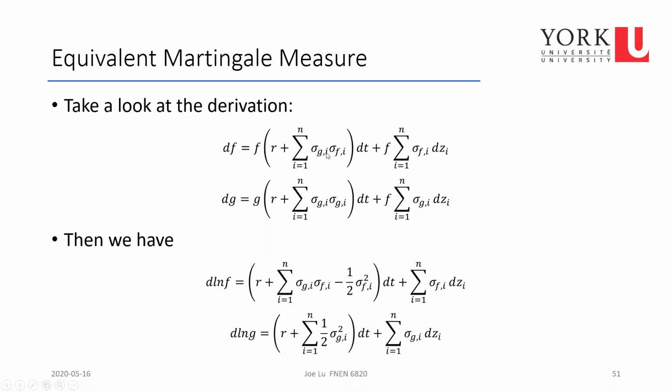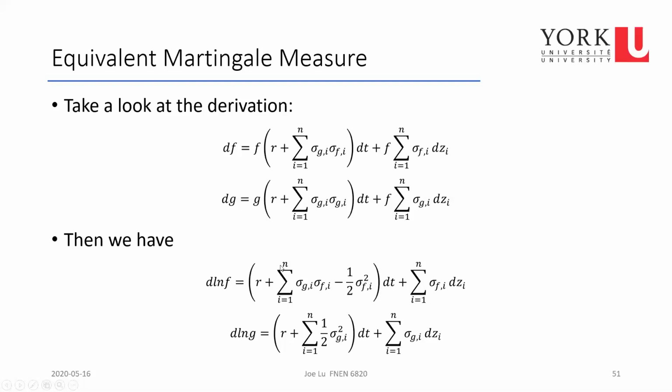Now, it has a whole bunch of sigma g's. There's a sigma gi, i for each of the random processes Zi here. So you have that price multiplied by this sigma fi. So this part is the volatility of this process f. The volatility for that random factor Zi is sigma fi.